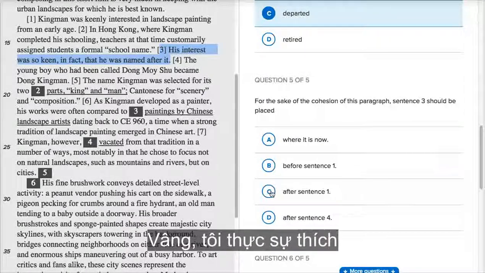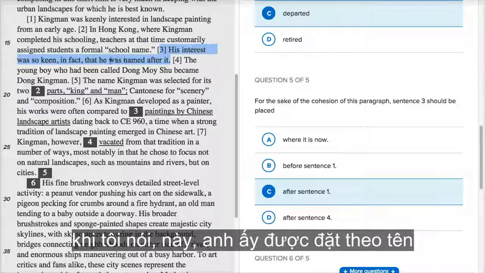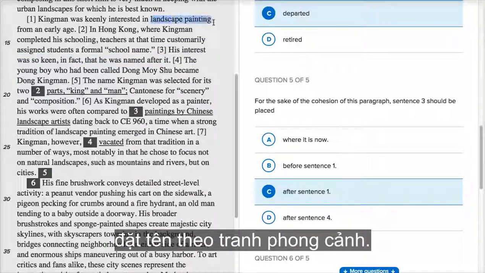Yeah, I actually like this after sentence one, because now that thing that tripped me up when I said, hey, that he was named after it, he was named after what? Now it's clear he was named after landscape painting.